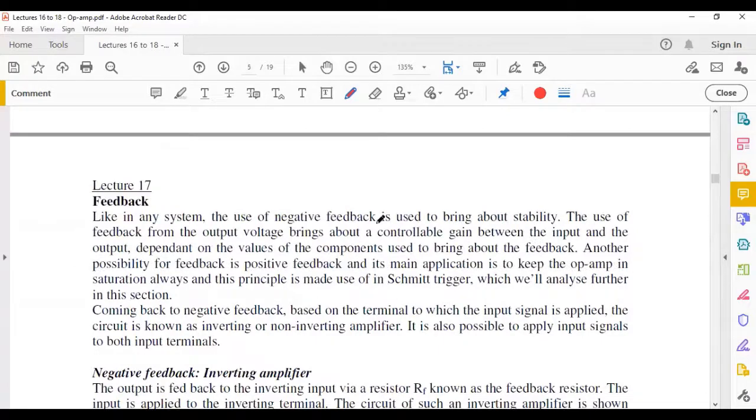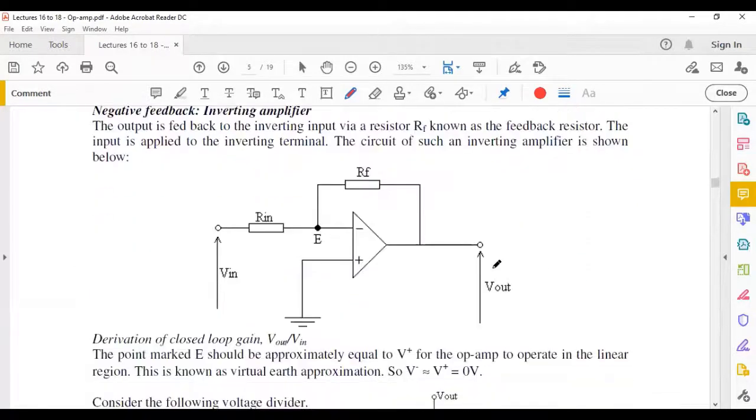So you can just read on that here. Negative feedback, basically, as you can see here, we take part of the output and we feed it back to the input. So this method is called negative feedback. You have a module in level 4 on control systems. When you study that, you will understand better how negative feedback actually brings about stability.